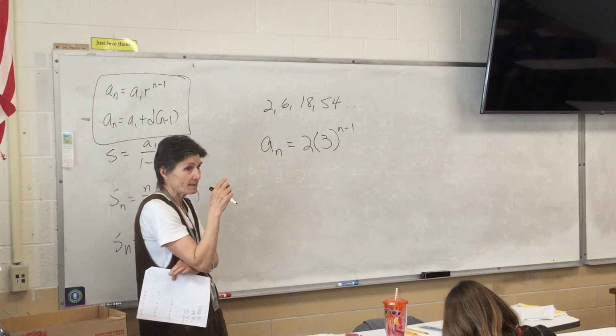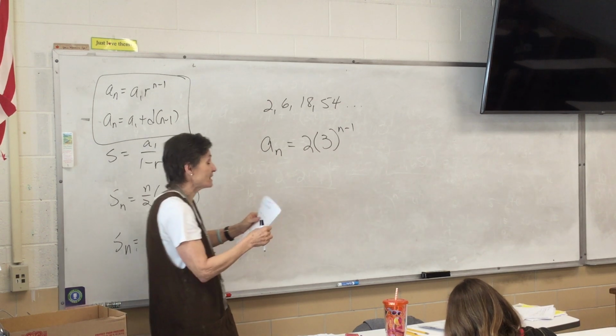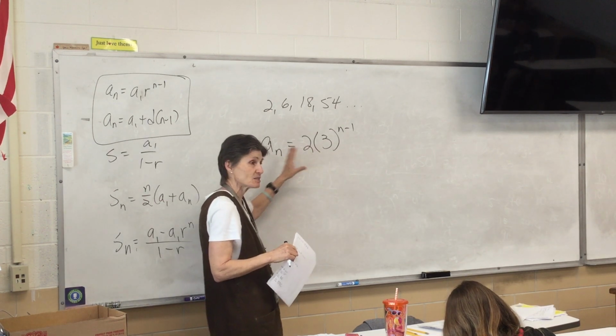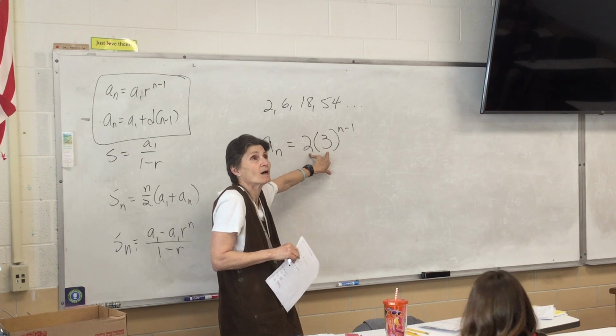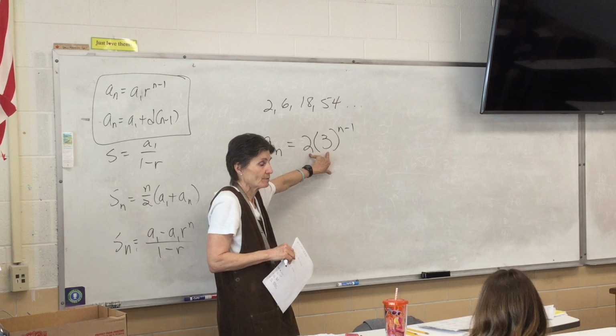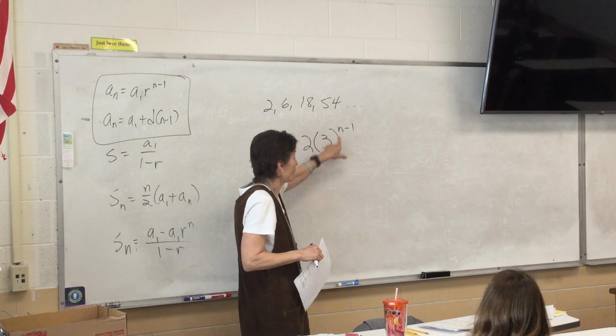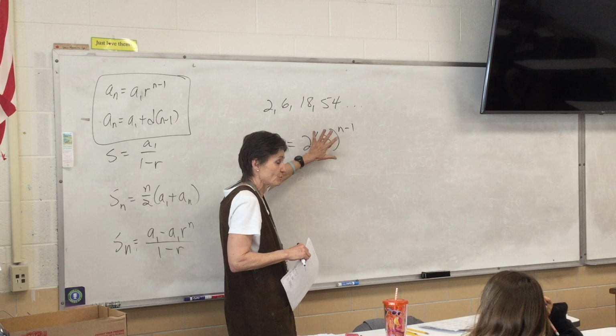Now, sometimes we have to clean it up a little bit, but not this one, because these don't multiply. Whatever you do, do not multiply these together. This one has an exponent, this one doesn't, so you're done right here.